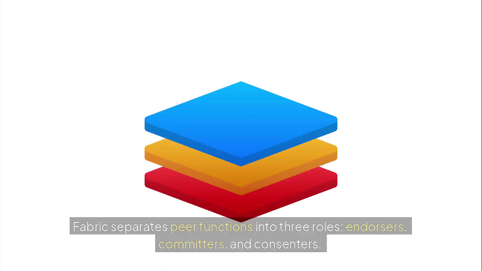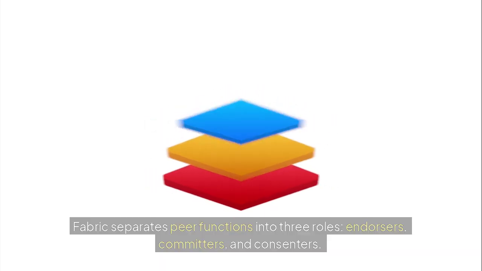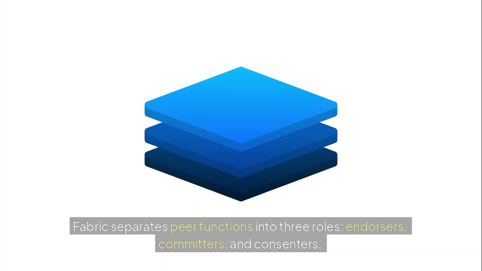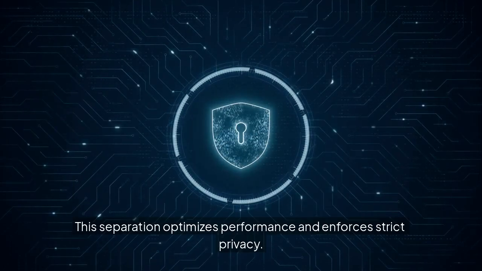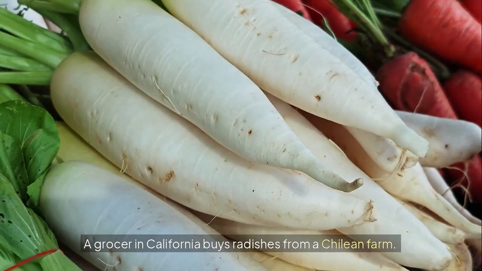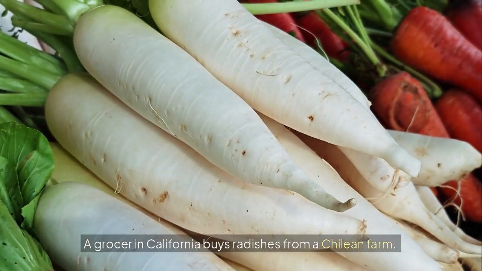Fabric separates peer functions into three roles: endorsers, committers, and consenters. This separation optimizes performance and enforces strict privacy. Let's walk through a transaction. A grocer in California buys radishes from a Chilean farm.